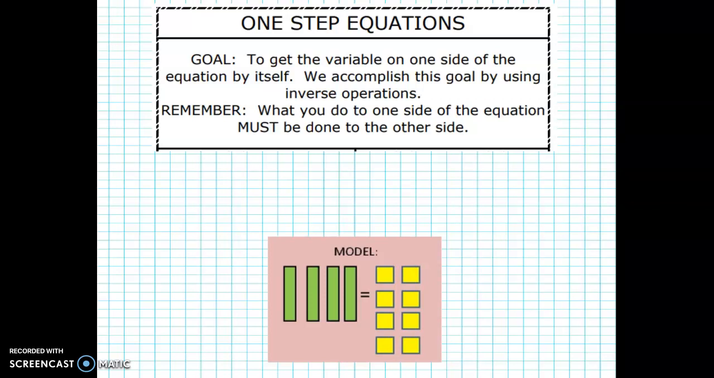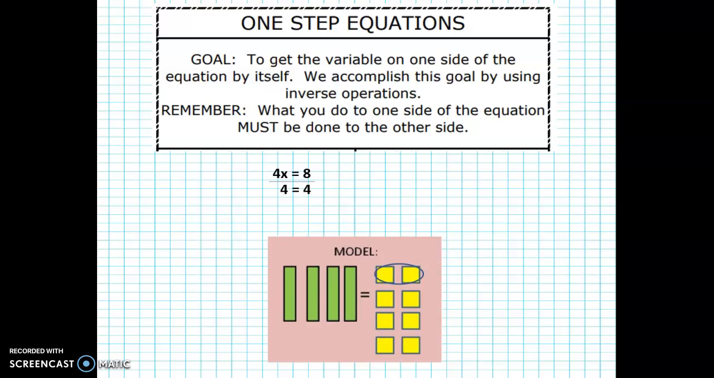Let's look at this example. We have the 4 bars on the one side to the 8 yellow tiles on the other. The bars are your x's, the yellow tiles are 1. So this equation would be 4x equals 8. To get the x by itself, because we want to know what just one x is, we're going to divide both sides by 4.